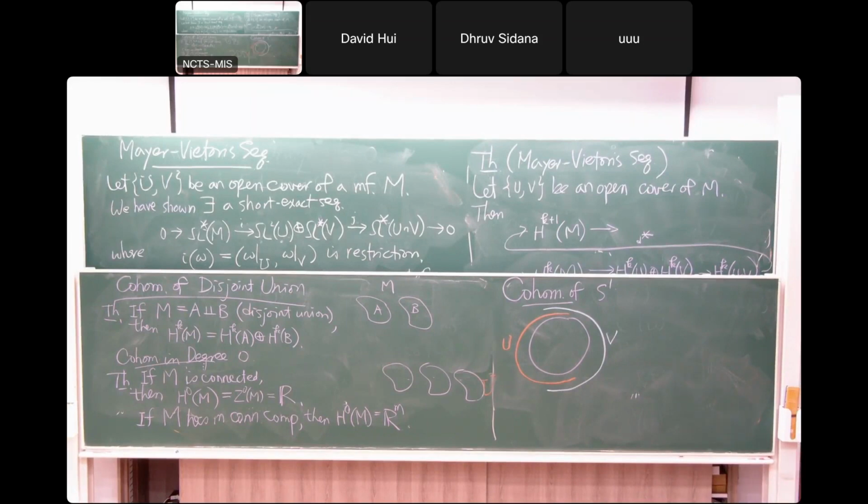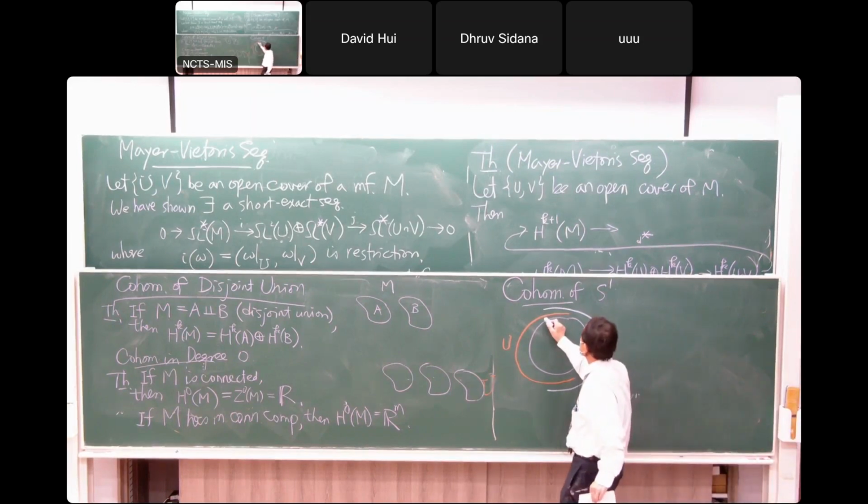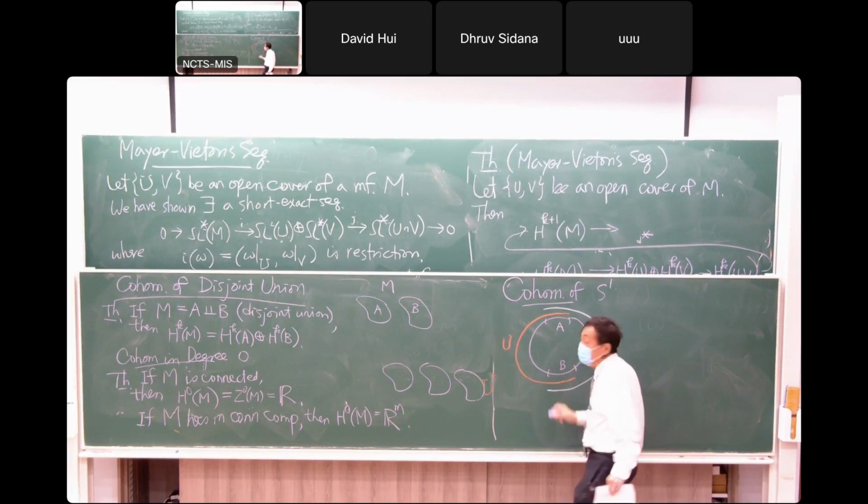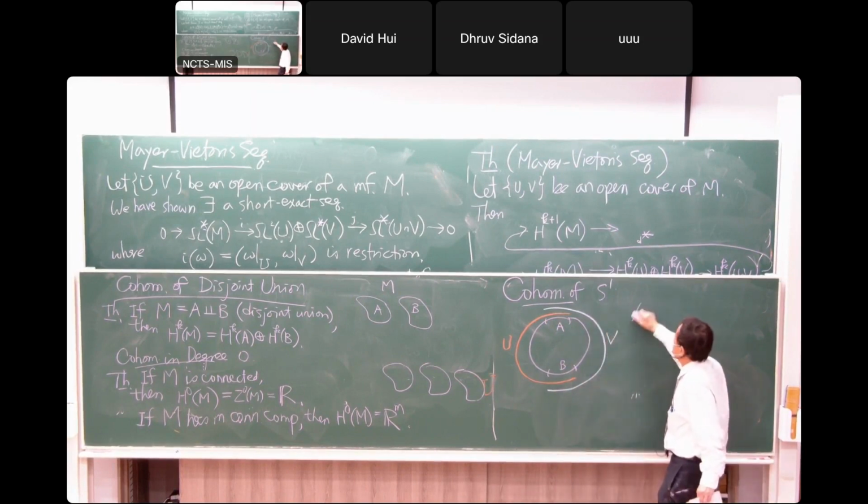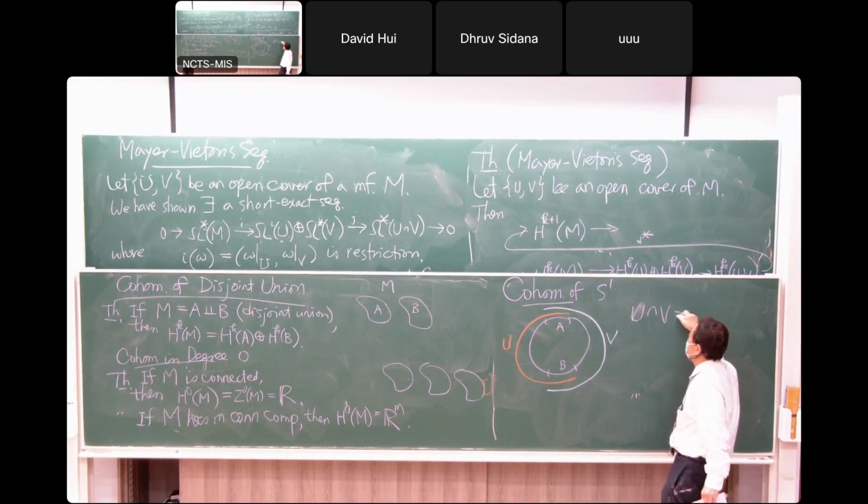Now, the intersection will have two intervals, right? So this would be an intersection. This is part of the intersection, and so is this. So the intersection is the disjoint union of two intervals.